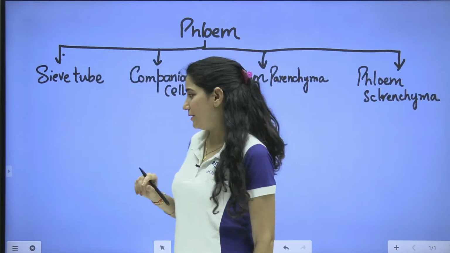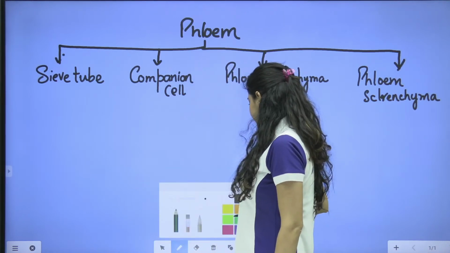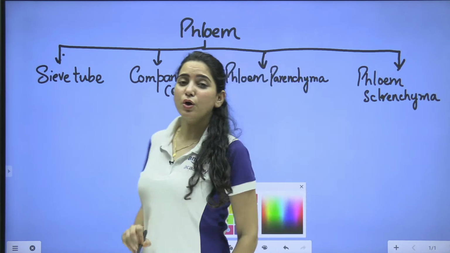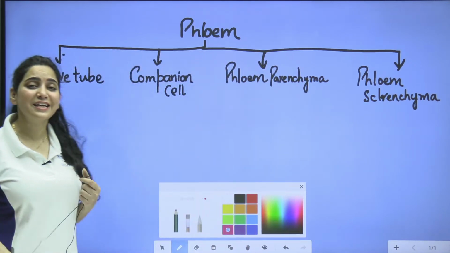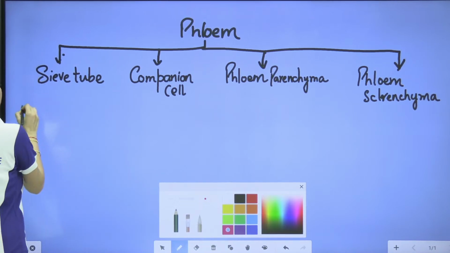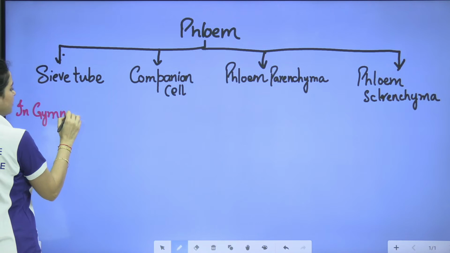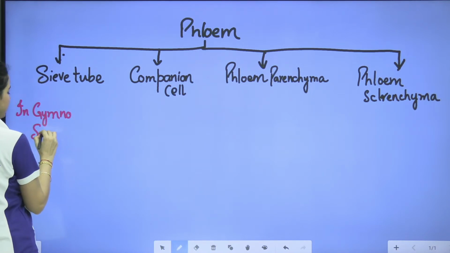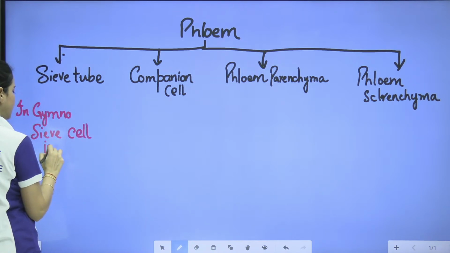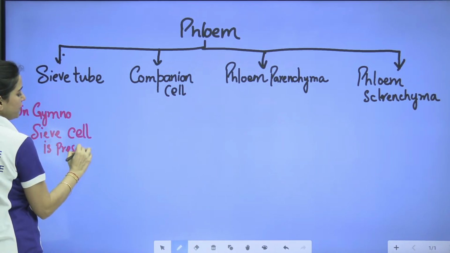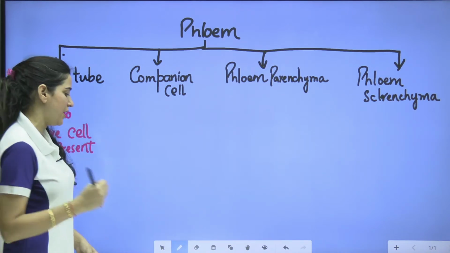Now let's talk about what is in case of gymnosperm. Question में gymno पूछा है. Beta, gymnosperm में what you will see? In gymno, you do not see a seed tube. Rather, you see seed cells. So in gymno, seed cells are present. Seed tube is absent. Now आधे बच्चे बोलेंगे मैम seed tube में और seed cell में क्या फर्क है?